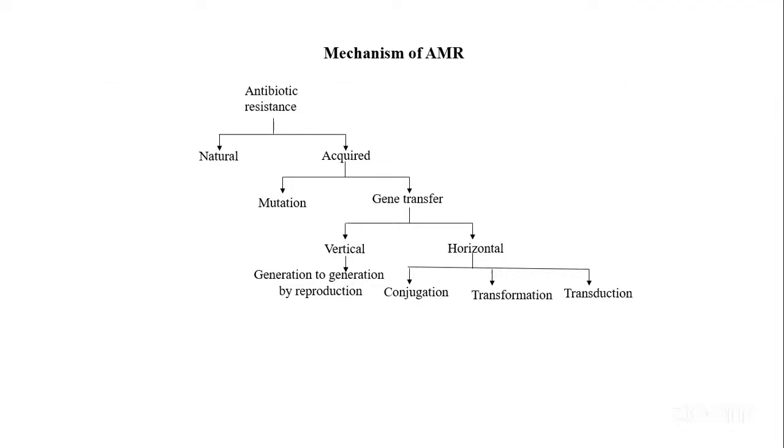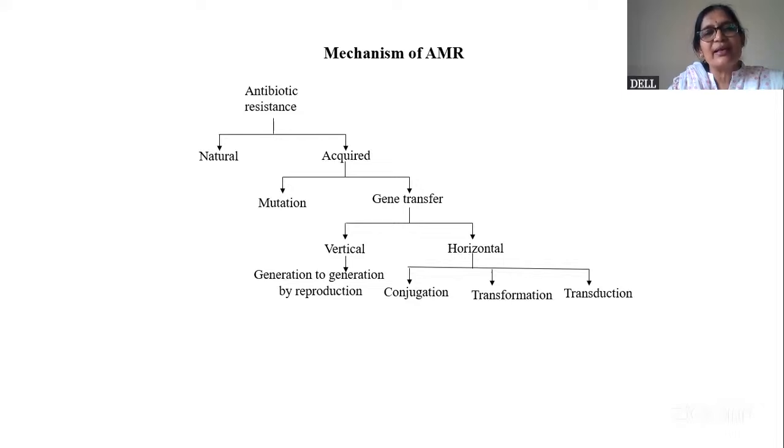So when we talk about mechanism of antimicrobial resistance, we can say there is a natural and acquired procedure, but mostly it will be acquired through either mutation or gene transfer. And when we talk about gene transfer, vertical or horizontal, but mostly what we see in drug resistance is horizontal gene transfer, wherein conjugation, transformation or transduction occurs. But of course, sometimes mutations also give rise to this kind of antimicrobial resistance.